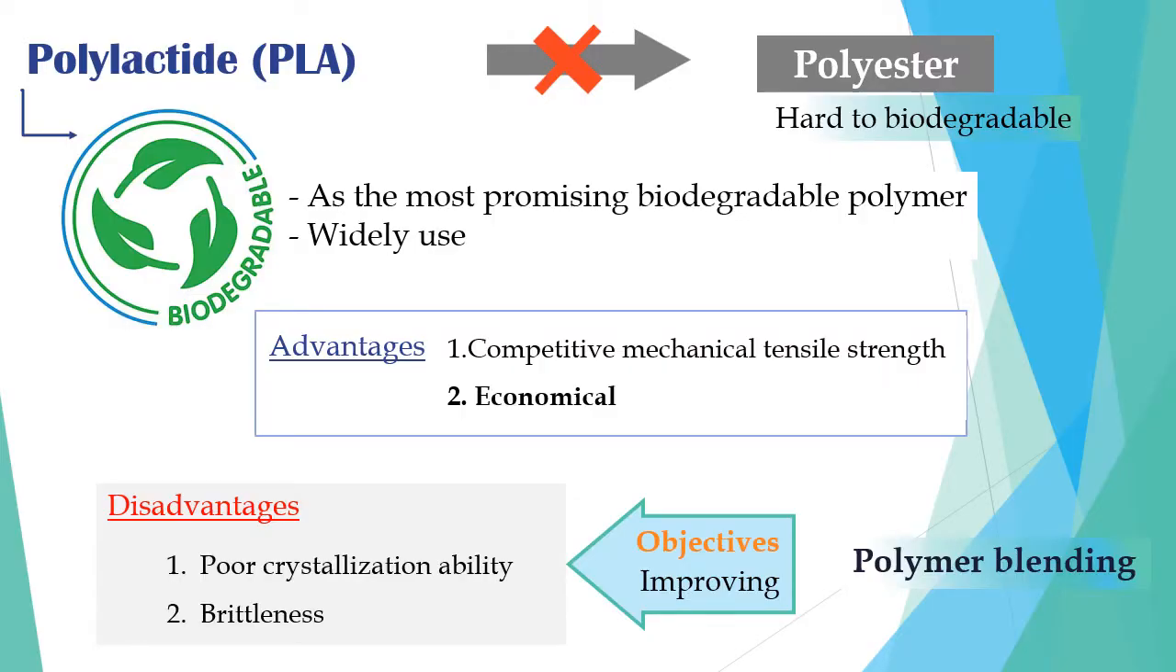Nowadays, the environment becomes worse than in the past. Plastic is one reason for these problems. So, humans try to find plastics that can degrade in the environment to replace polyester, which is hard to degrade. In this presentation, we'll emphasize PLA. Polymer blending is one method used to replace these disadvantages, which becomes our objective.